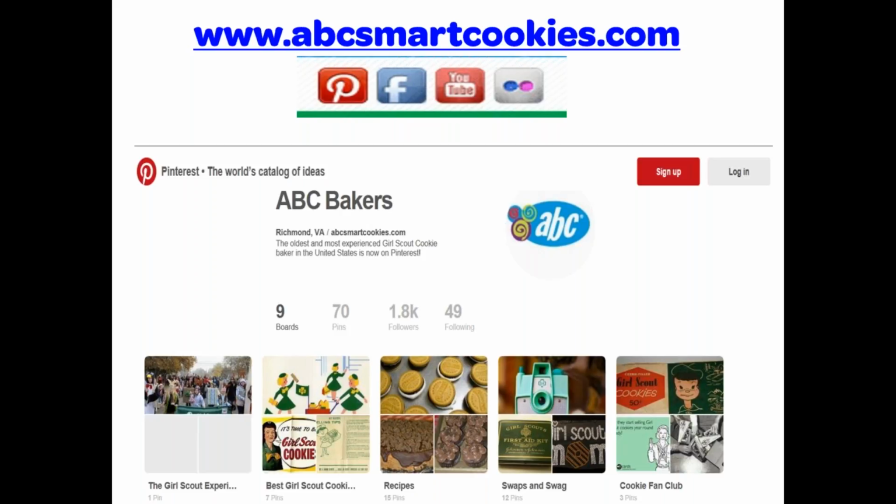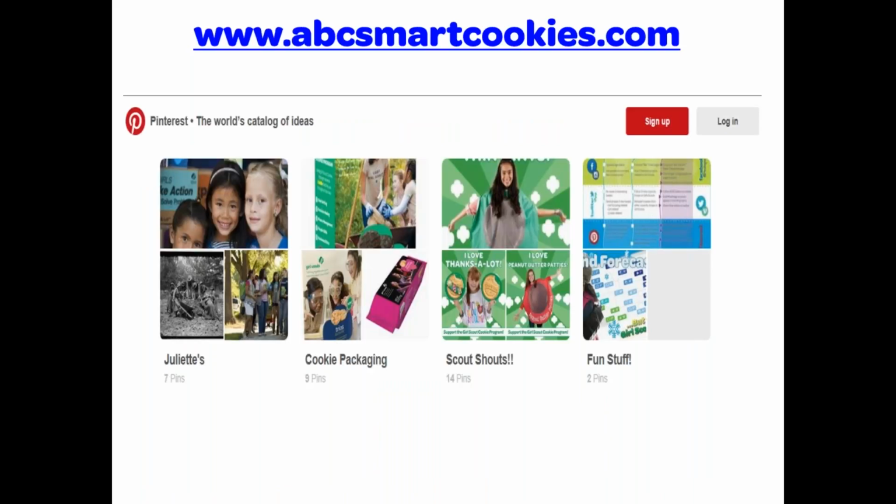For instance, this is what their Pinterest page looks like. They have a lot of crafting ideas, things that you can do with leftover boxes or leftover cases of cookies. You can always use those to decorate your booth. You'll see a picture right there where they are using the Thanks-A-Lot as s'mores. This is another view of the Pinterest page as well.